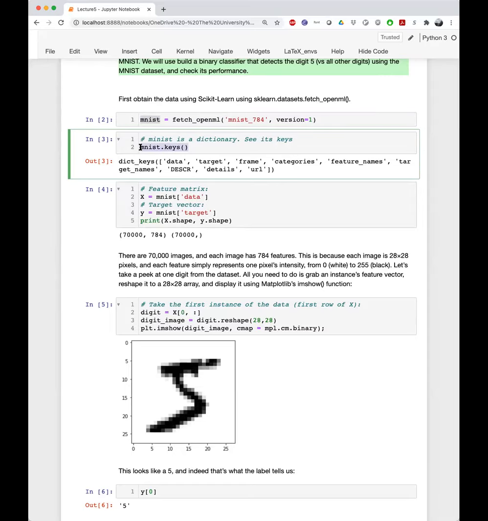Now MNIST, as with other data sets like the iris flowers, is a dictionary, and we look at the keys of the dictionary. Here, data is the features, targets is just the labels, and it also has the feature names, description, and other things. We only need the data and targets here. So we get the feature matrix. This is how you get access to the data.